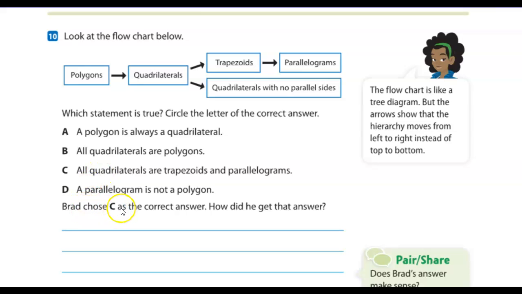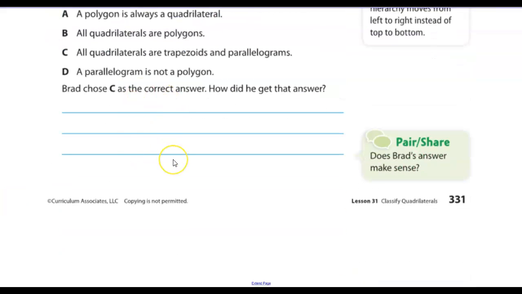Brad chose C. All quadrilaterals are trapezoids and parallelograms. How did he get that answer? I would like for you to pause the video, answer the question, and then we will resume.